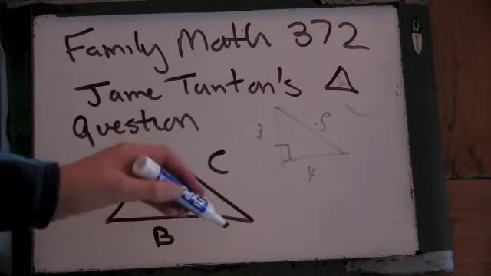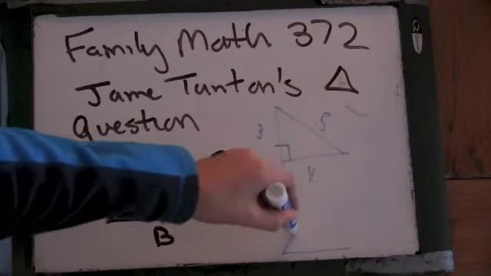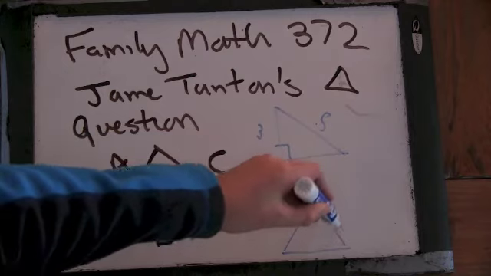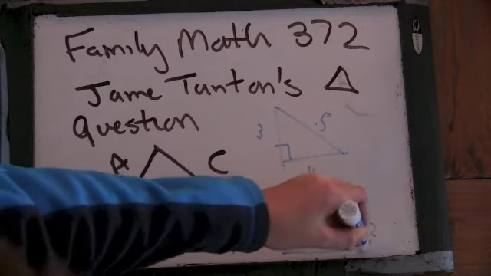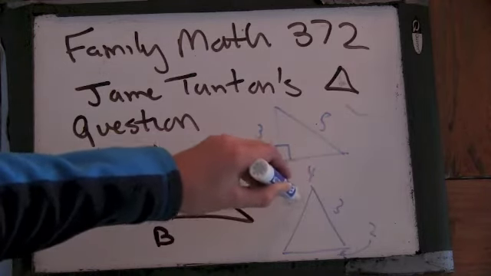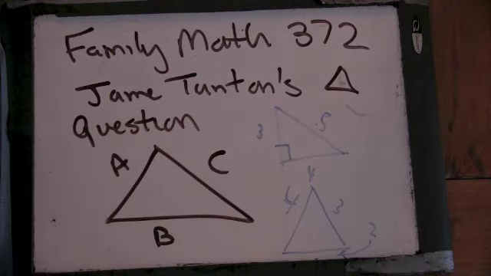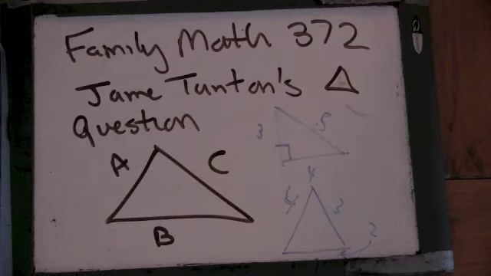And then we could do a 2, 3, 4 triangle. 2, 3, 4. Okay. Well, I see something that might help us here.